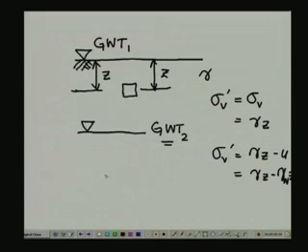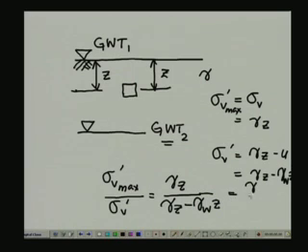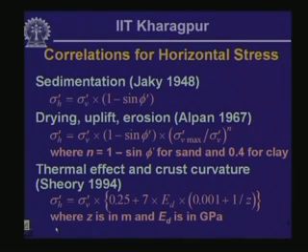So then what we have got is the ratio of sigma v prime max over sigma v prime is going to be equal to gamma Z divided by gamma Z minus gamma W Z. So after simplification it will be equal to gamma by gamma minus gamma W. So that is how a soil can become over consolidated.